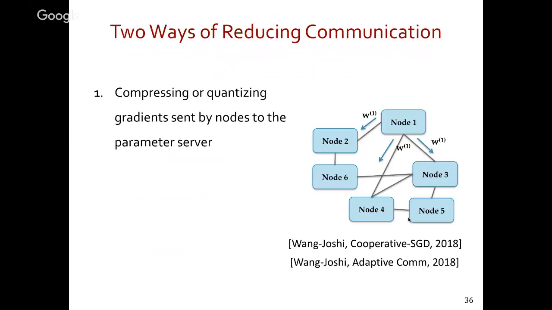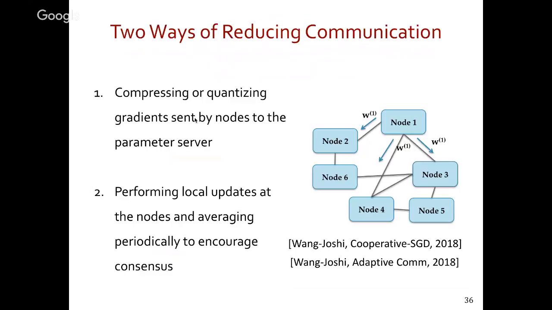There are two different ways in which generally you can reduce communication, and these have been explored in recent works. One way is to compress or quantize the gradients sent by the nodes to the parameter server. This reduces the amount of information that's sent to the central server, but it does not reduce the number of times you send information. So the way you can reduce the frequency of communication is by having these nodes not only compute gradients, but actually perform local updates to the parameters. And then after every few iterations, we can average these locally trained models in order to encourage consensus and reach a common model of high accuracy. Our focus is on the second way of reducing communication, where each node is allowed to perform local updates.